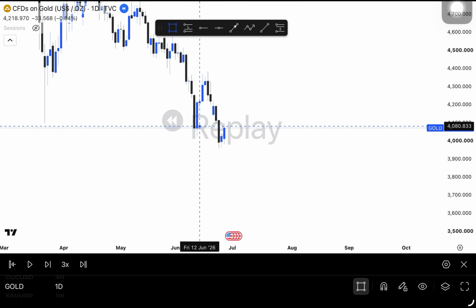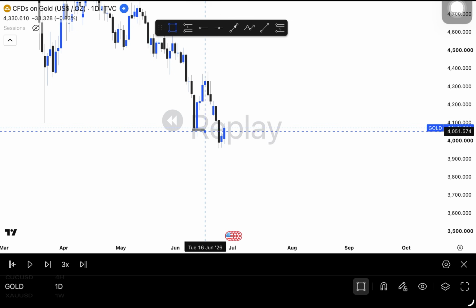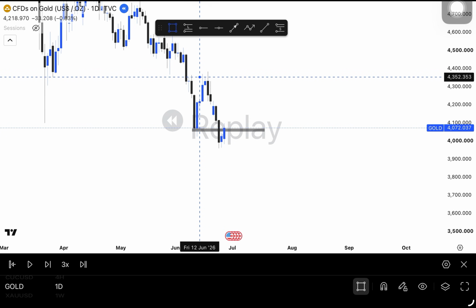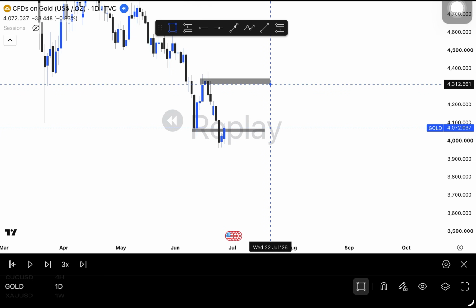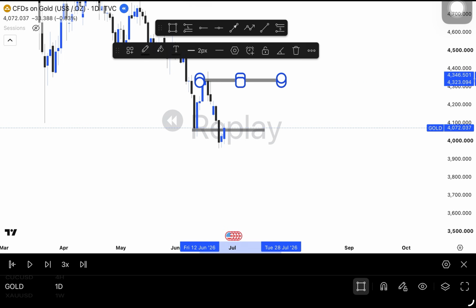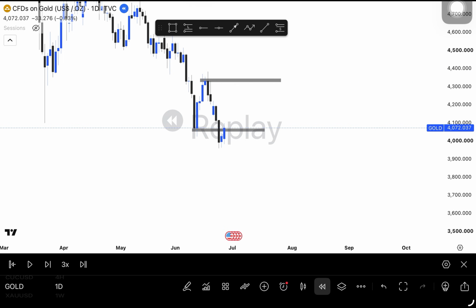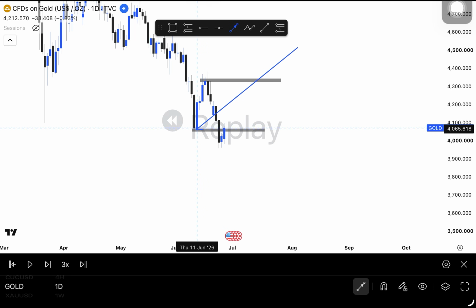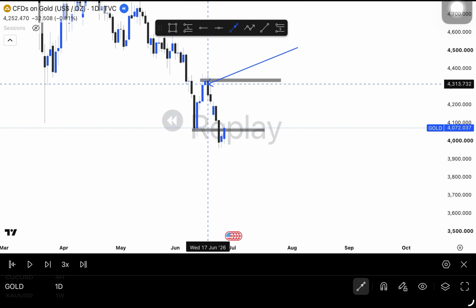The first thing we gotta do, I did on the daily, is locate your buyers and your sellers. So this is kind of how I mapped the chart. This is my level of buyers. This is my level of sellers. Some people will call this support and resistance.